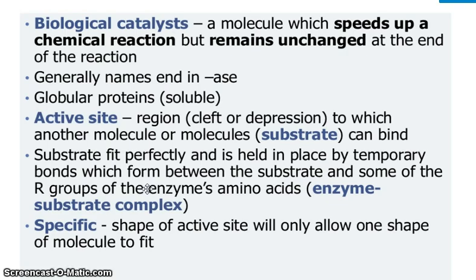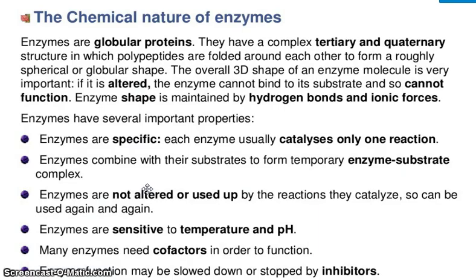Biological catalyst: a molecule which speeds up a chemical reaction but remains unchanged at the end of the reaction. Generally names end in -ase. Globular protein, soluble. Active site: a region, cleft or depression to which another molecule can bind. The substrate fits perfectly and is held in place by temporary bonds which form between the substrate and some of the R groups of the enzyme's amino acids. Enzyme-substrate complex: a specific shape of active site will only allow one shape of molecule to fit.